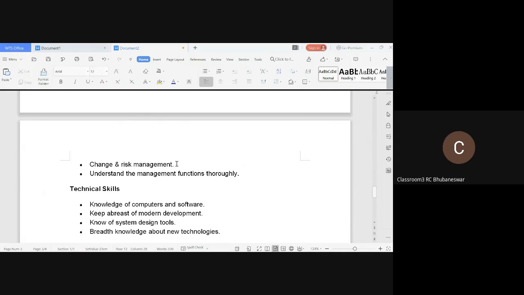Now technical skills. Technical skills are also very, very important. I'm talking about the roles and responsibilities of the system analyst. In technical skills: knowledge of computers and software, because we are going to develop software projects; keep abreast of modern developments, meaning the trends in the market, which we should also observe; knowledge of system design tools; breadth of knowledge about new technologies, and so on.